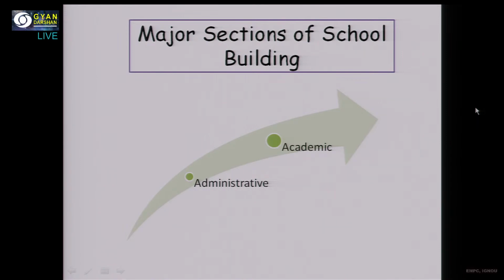Coming to the major sections of the school building, we can categorize it into two, that is the academic block and the administrative block. These two are important tangible resources. The administrative block includes the important offices, the head office, the staff room office, so the school buildings. Then comes the academic block, sorry. Then comes the administrative block, where we can see the office and the other things which come under the administrative block.